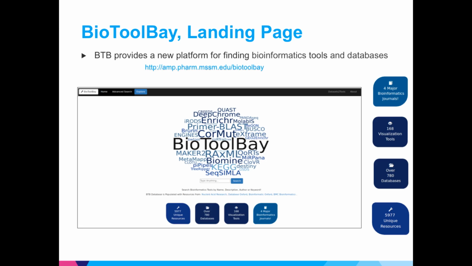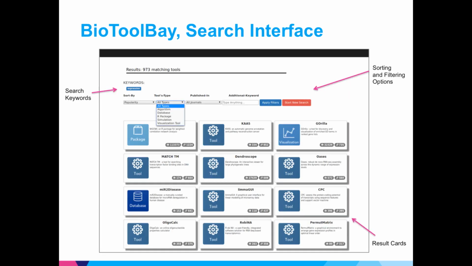All of these results are featured on the BioToolBay website, which currently hosts almost 6,000 unique tools, including packages, visualization tools, databases, algorithms, simulations, and more. To make the tools findable, we developed a user-friendly search interface that supports search by keyword and provides different filtering and sorting options. Users can specify the type of the tool, narrow their results to those published in a chosen journal, or add an additional keyword to the query. The results can then be sorted by publication date, popularity, or number of citations.